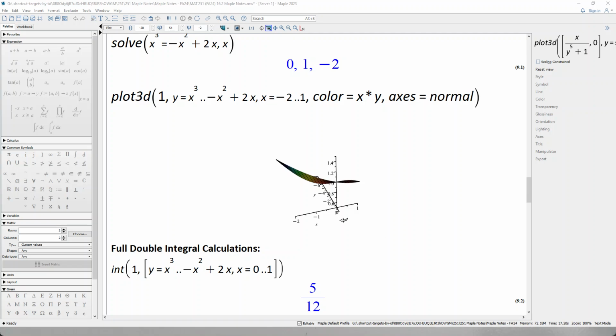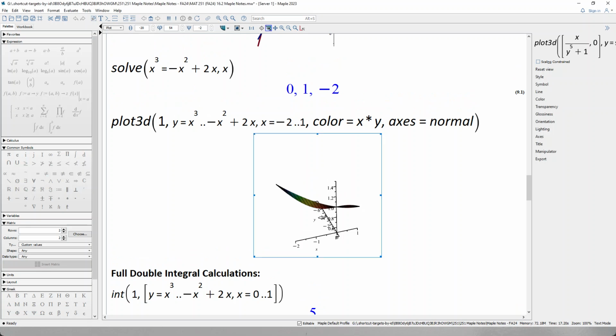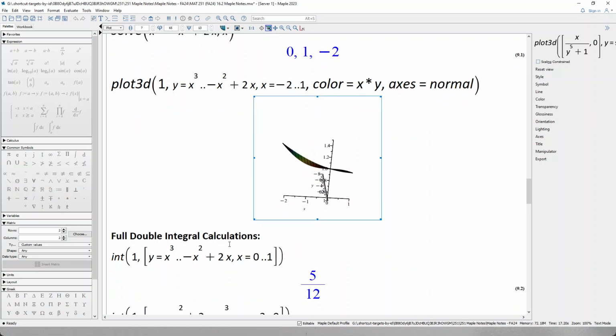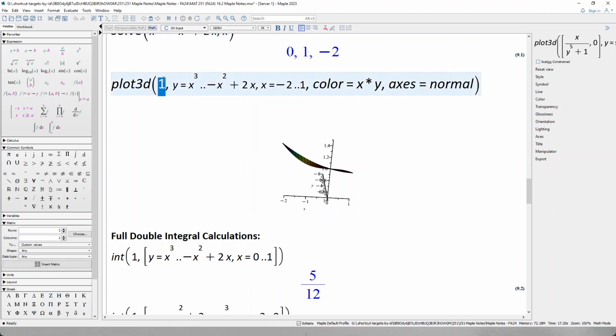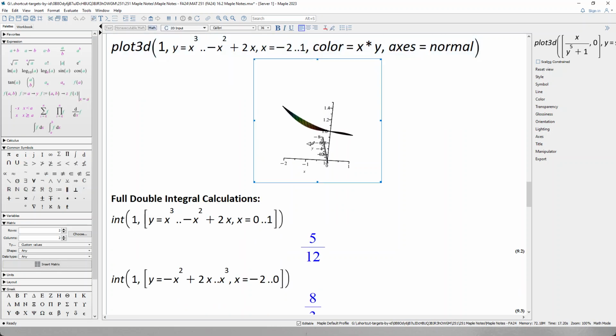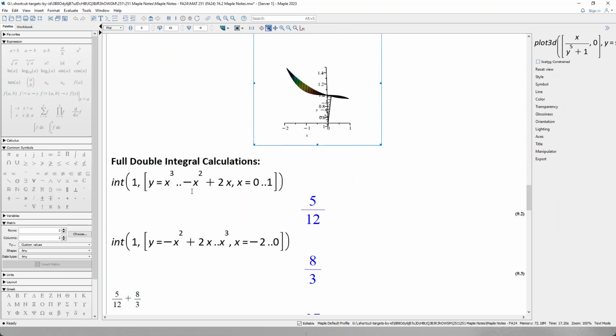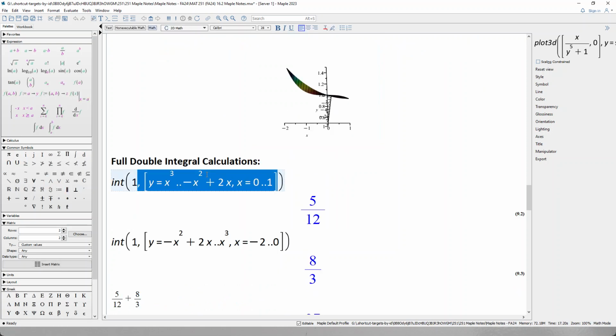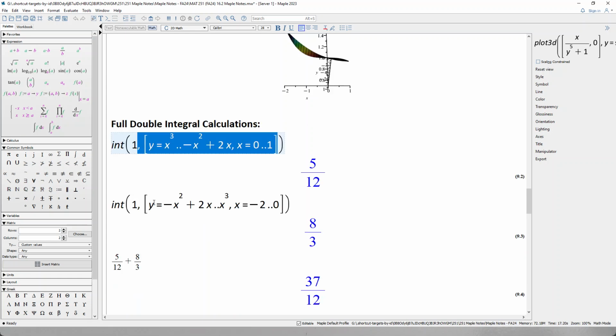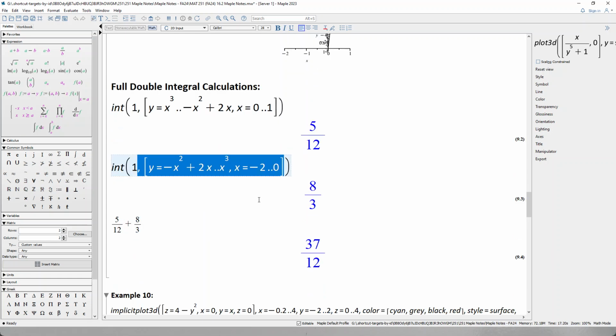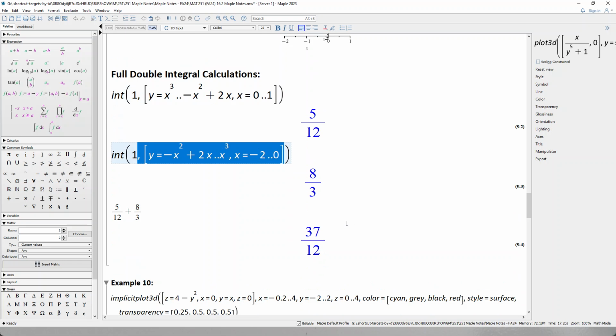So just to verify ourselves in Maple, here's the plot 3D. And you can see, if I tilt it this way, you can see that that is indeed the region we were looking at. Right? It's kind of small, but it's there. And I'm graphing 1 because I'm trying to look at it up in space, right? So it's this disk that's at the z equals 1 level. And so when I integrate the first piece, I get 5/12. When I integrate the second piece, I got 8/3. And together that makes 37/12.